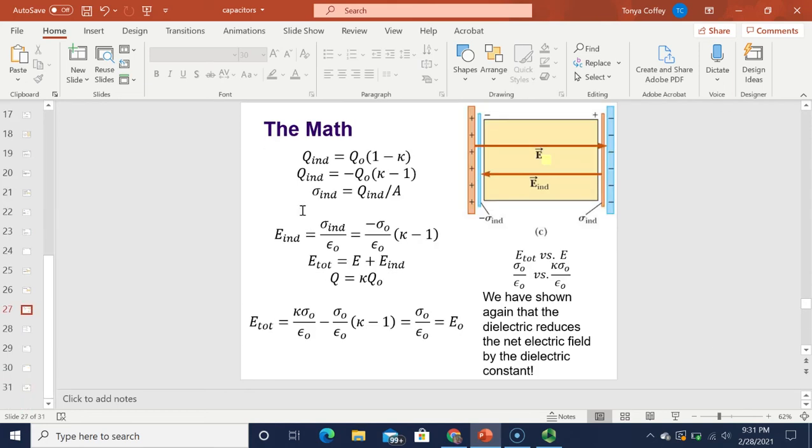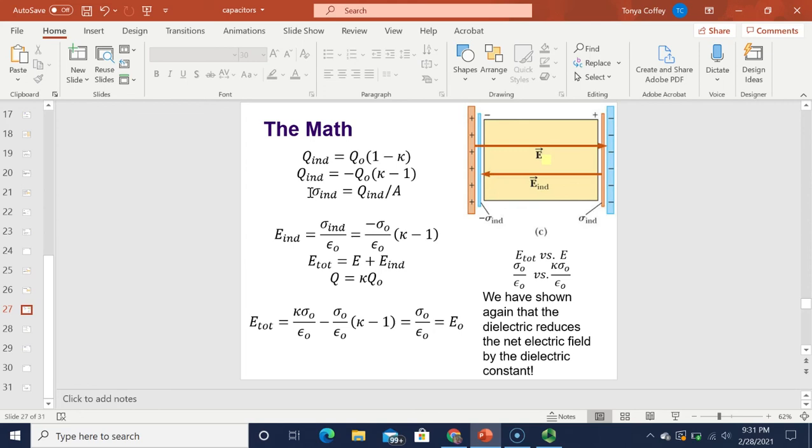Okay, so let's continue on with our little scenario here. Let's say Q induced is equal to Q naught times 1 minus kappa. Well, that's a little confusing to look at, because we know 1 minus kappa is negative, but maybe we forget when we do our algebra, right? So let's just flip that so that it's kappa minus 1 and pull our negative sign out front where it's really obvious. So we have Q induced is equal to minus Q naught times kappa minus 1. Now it's obvious that it's opposite in sign, right?